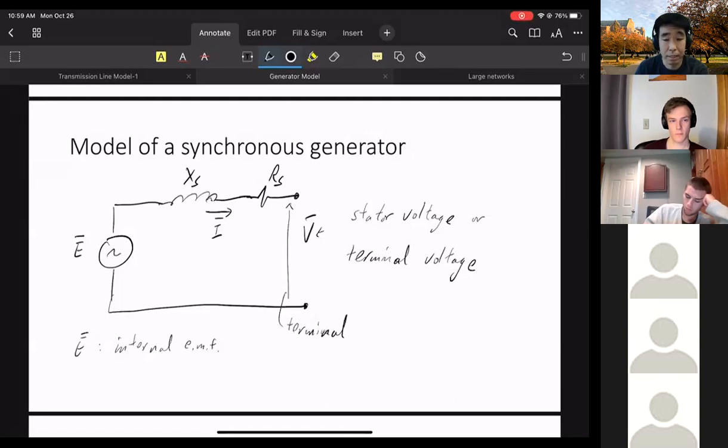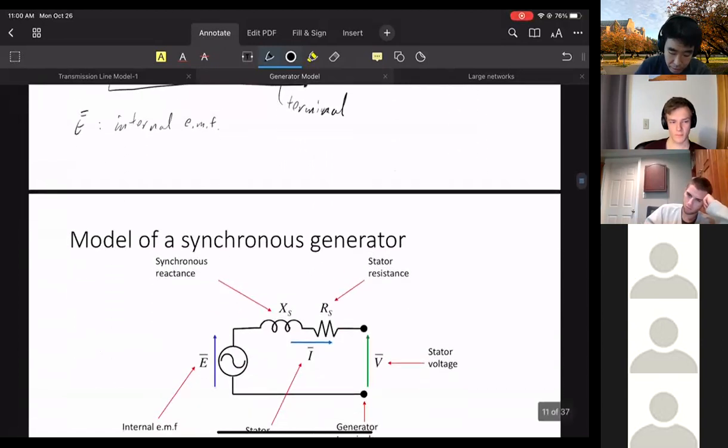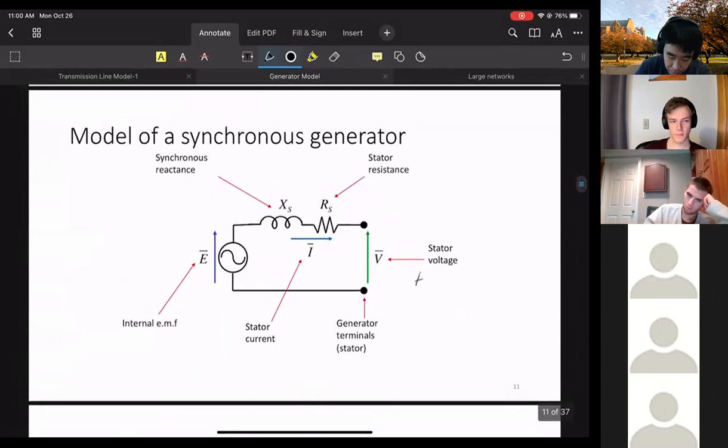So this is our electric model for the generator. It's an ideal voltage source sitting behind a series impedance. That's the generator, and all the names are given here. Terminal voltage. Any question about this? This is something we should have all seen. I'm assuming this is at least somewhat familiar to most of us because this is 351, parts of 351.